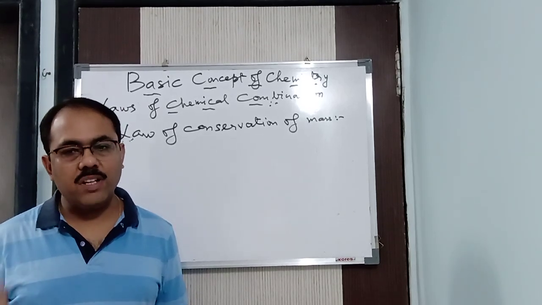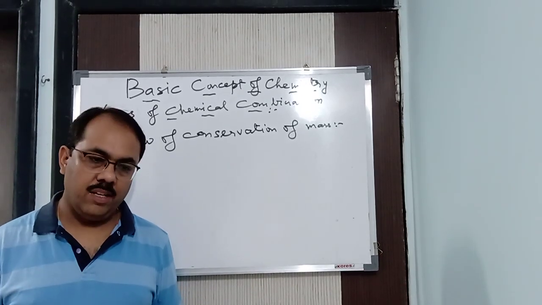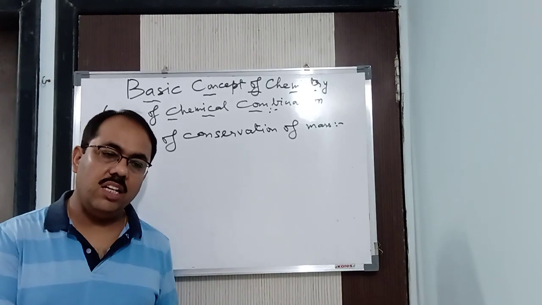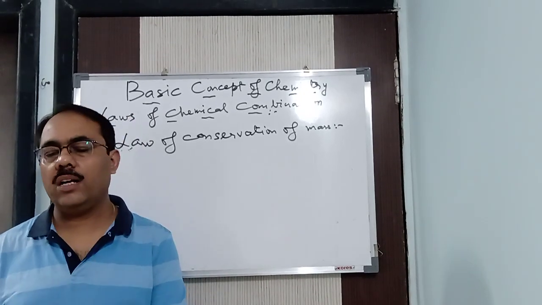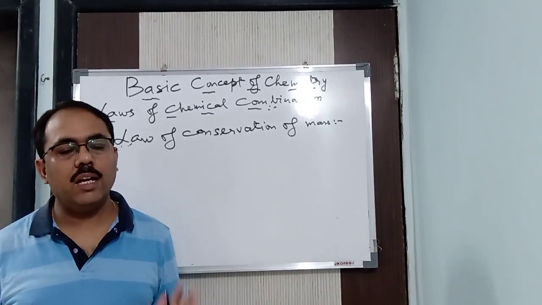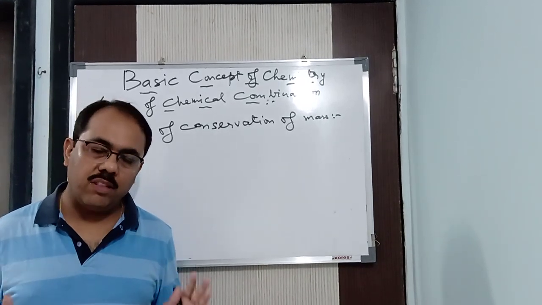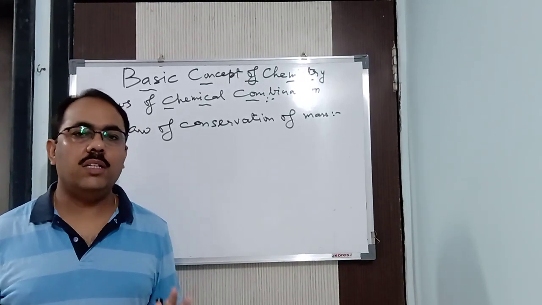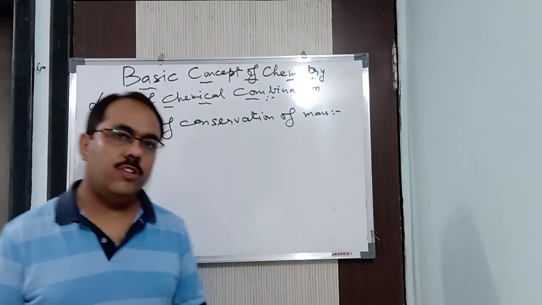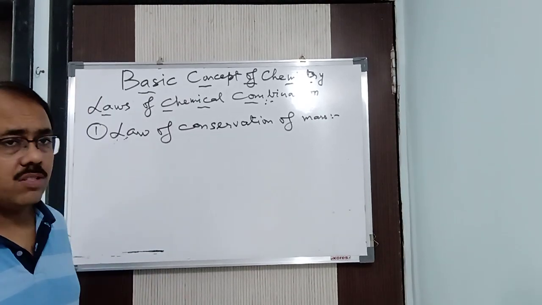Similarly, the law of conservation of mass states that in any physical or chemical change, the total mass of the reactants before the reaction is equal to the total mass of the product at the end of the reaction. Again I repeat, in any physical or chemical change, the total mass of the reactants before the reaction is equal to the total mass of the product at the end of the reaction. Now, to explain this, I am taking an example.